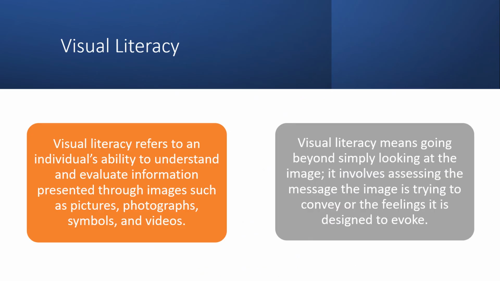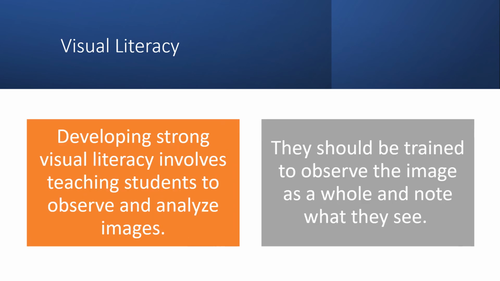So visual literacy refers to an individual's ability to understand and evaluate information presented through images, which we've talked about. So they're understanding, but then they're also evaluating. They're making some judgment calls. It means going beyond simply looking at the image, and it involves assessing the message that the image is trying to convey or the feelings that it's designed to evoke.